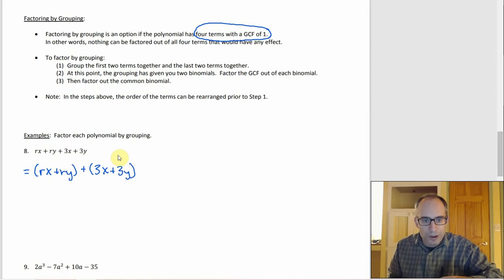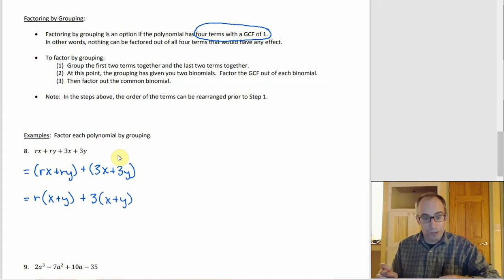And then I'm going to try to factor out of these 2 binomials. So this first set of parentheses, both of those terms have an R. So we could factor out the R, and then we'd be left with X plus Y. And then the second one, both of them have a 3. We could factor that out, and we'd be left with X plus Y. And look, this is just like number 6 that we had before.